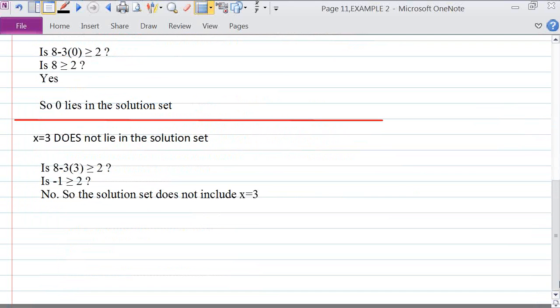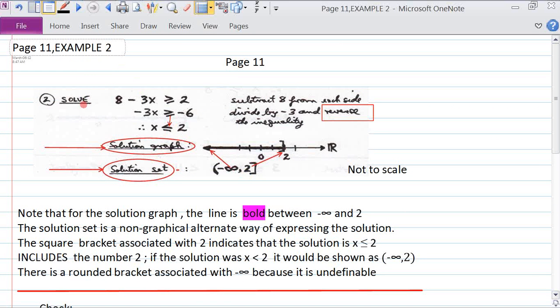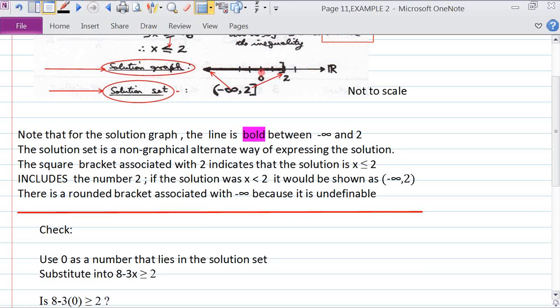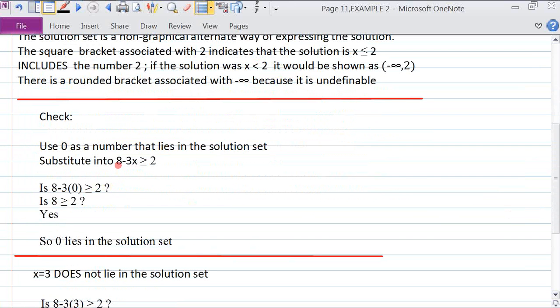So what we're going to do is, again, check this problem, and we're going to check with a number that we know lies within the solution set. Again, we're going to use 0 because it's easy to use. So we'll start with 0, and we'll plug it into 8 minus 3x greater than or equal to 2. So instead of the x, we put the 0. 8 minus 3 times 0 greater than or equal to 2? So the 3 times the 0 gives us 0. Is 8 greater than or equal to 2? Yes, so 0 lies in the solution set.